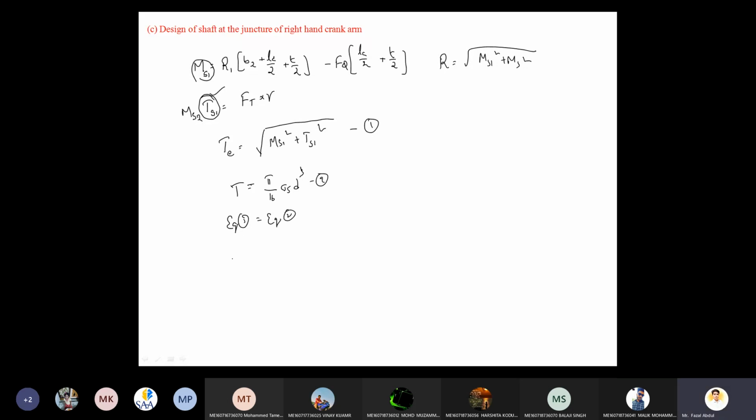So I'm writing here pi by 16 into sigma s into d cube equals square root of M s1, the maximum bending moment, and the maximum torsional moment. This will be calculated by the previous equations we calculated in the beginning of this topic. This also is calculated, and this will be given as the permissible limit of the material. And which one is the unknown here? The D is the unknown here. Design of shaft is nothing but calculating the size of the shaft at the juncture.